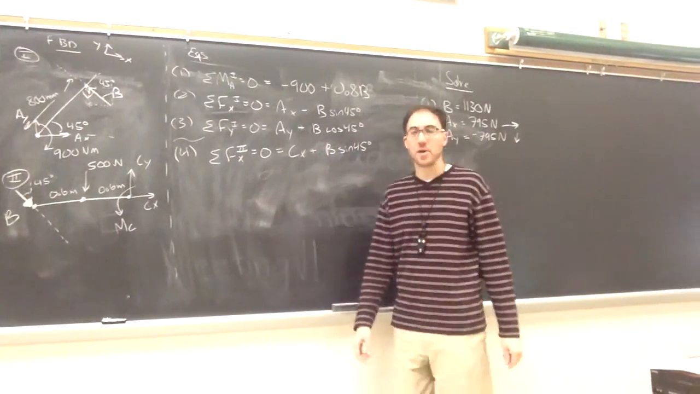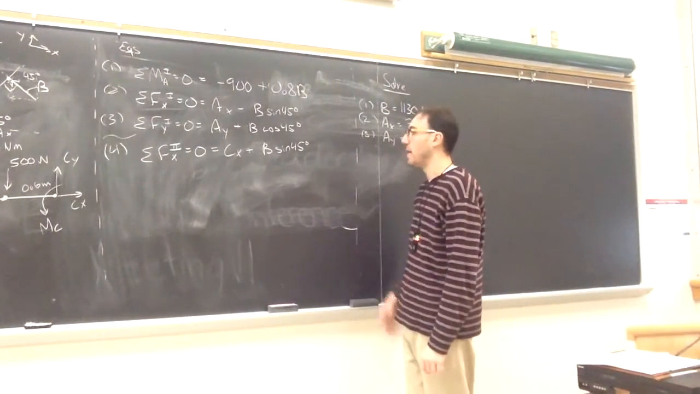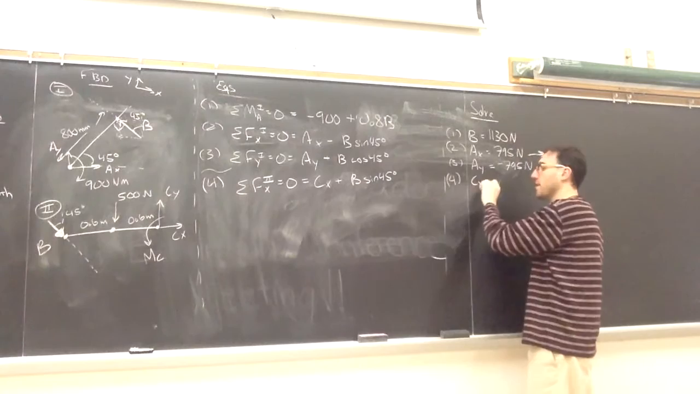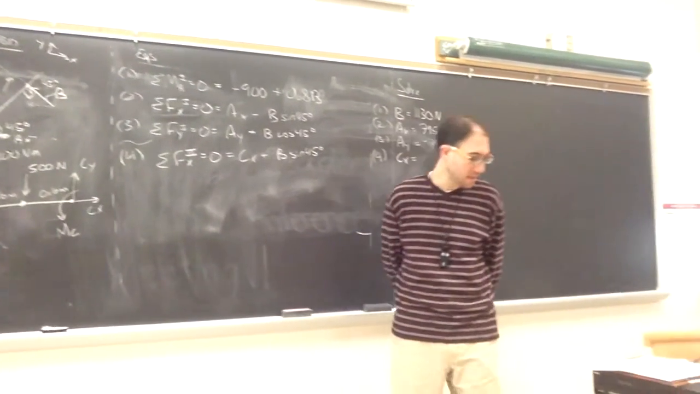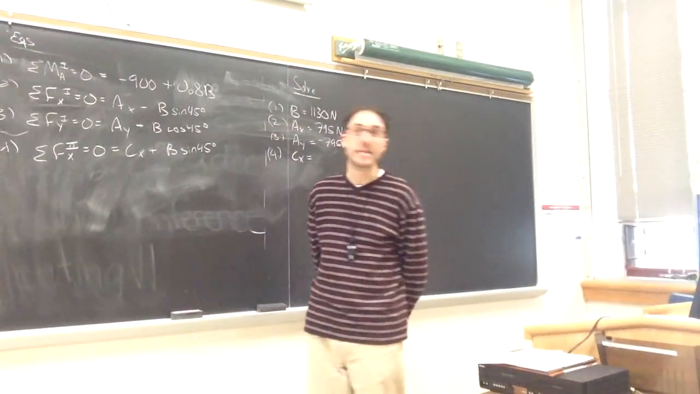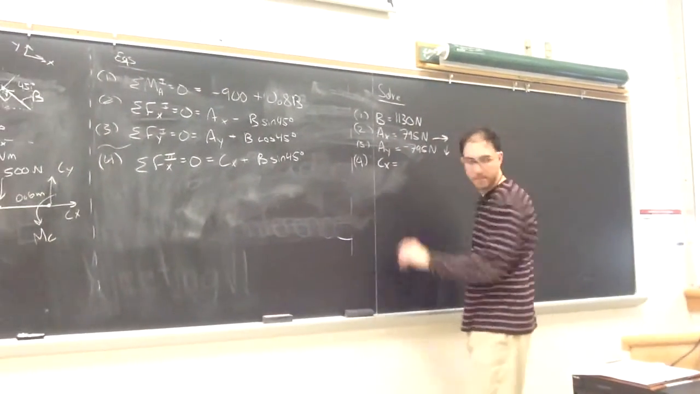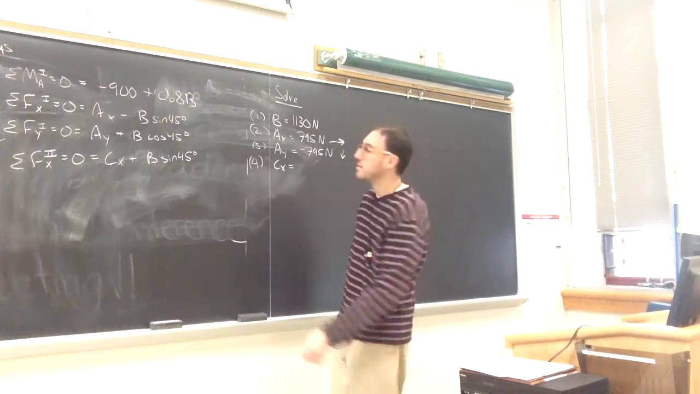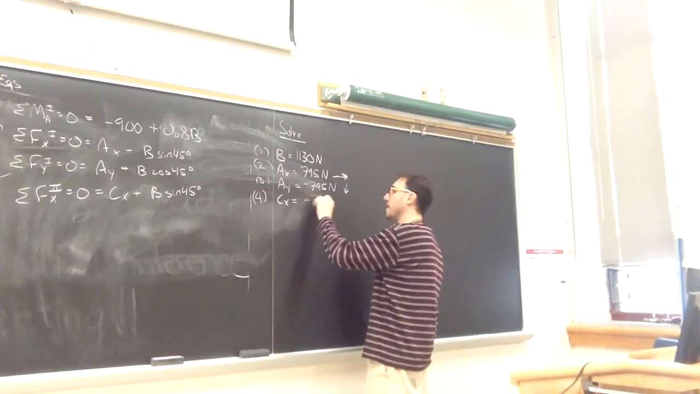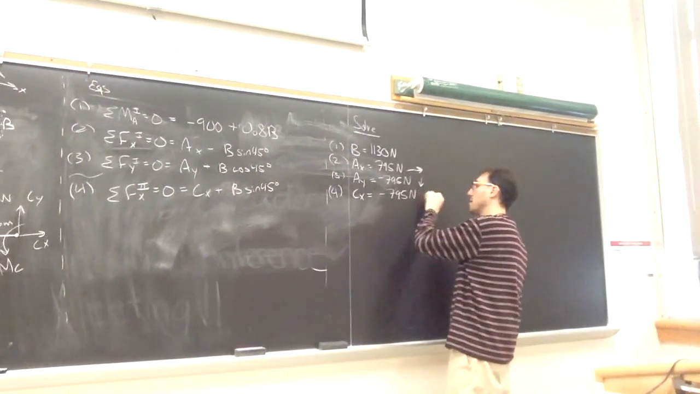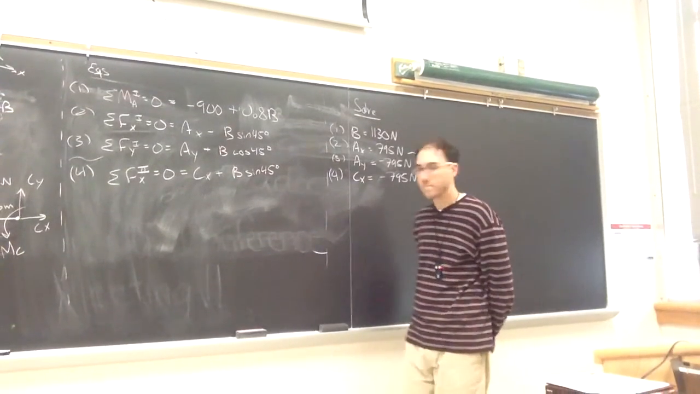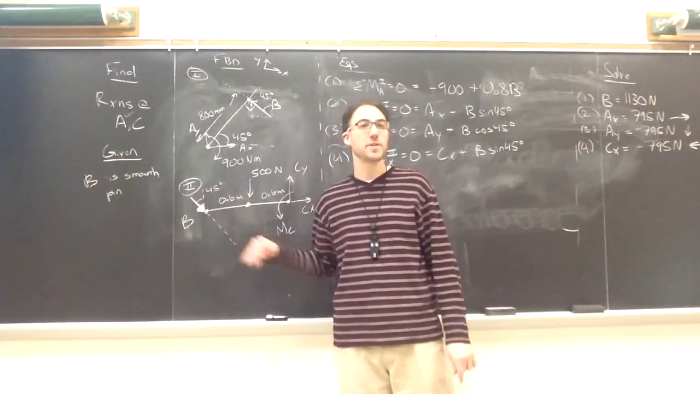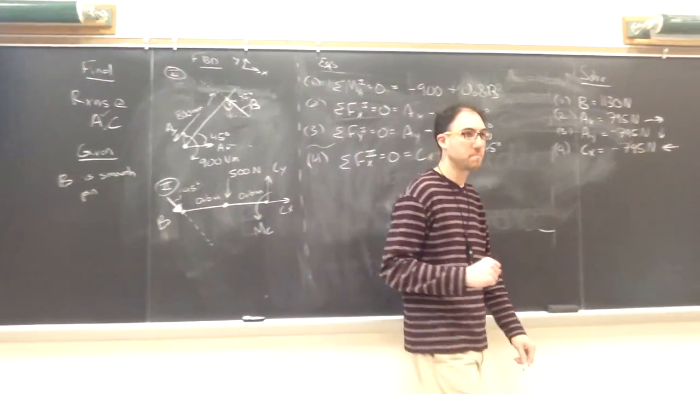Now I can put in the value I know for B. It does turn out B was positive. So that means that the last remaining unknown in equation 4 is CX. And CX turns out to be negative 795. Double check that. Yes. Negative 795. I arbitrarily said it was pointing to the right. It's negative, so it's actually pointing to the left.